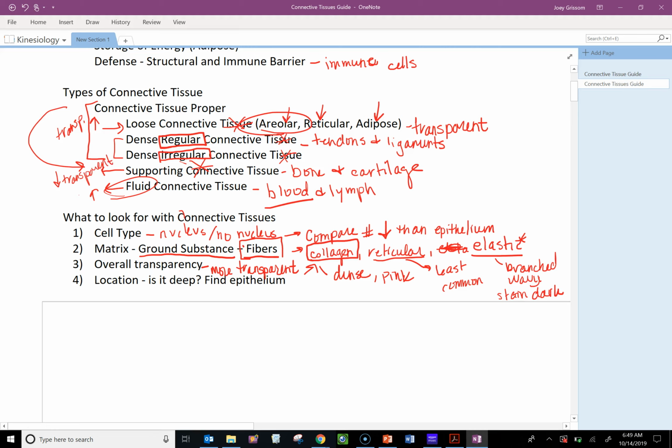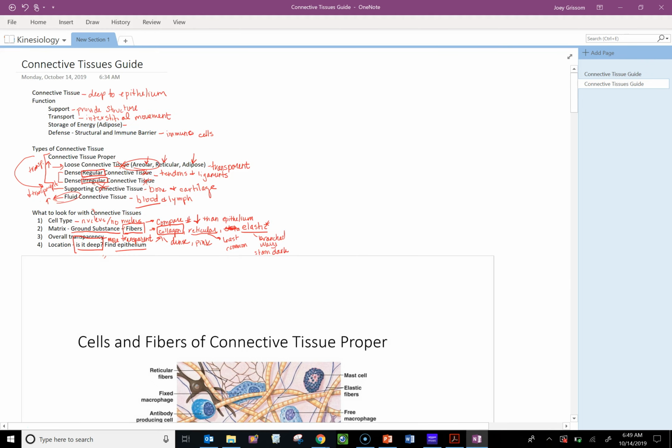Lastly, when we look at this, we're going to be looking for location. So the big question is, is it deep? Is it deep to an epithelium? One of the best ways you can find a connective tissue is to see if you can find an epithelium. See if you can find a layer of simple squamous epithelium or columnar epithelium, something like that, that you know what it looks like based on shape and structure, that it's near a lumen or it looks like it's near the surface of the tissue. And then look south of that. Generally, that's where your connective tissue is going to be. So that's just a quick overview of what you're seeing.